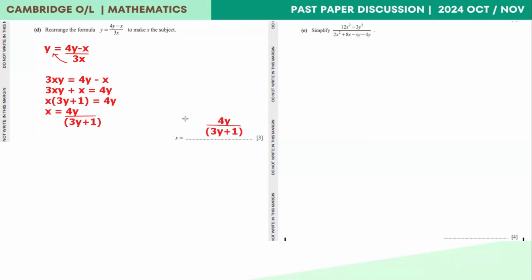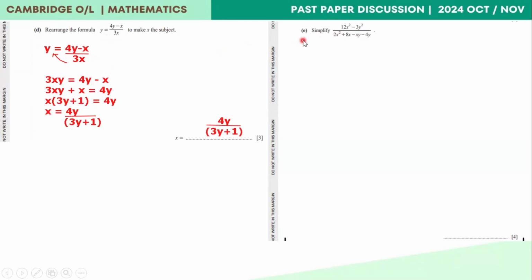So remember in a subject question, now here we have 3x as one term and also we have another x term as minus x. So somehow when you go on solving the formula, you'll come to a stage where you have to factorize. So you have to be attentive to that and do the factorization.